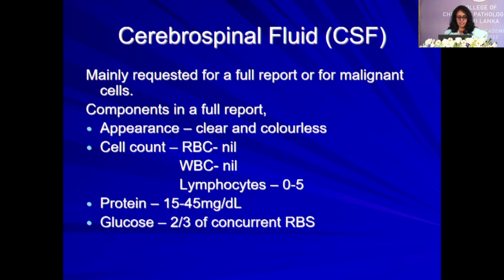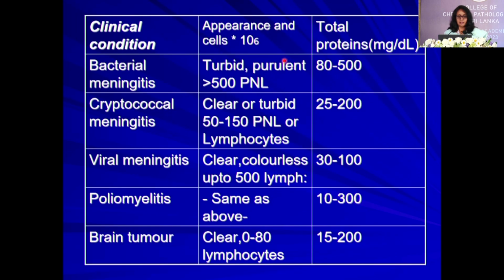So if we get a random blood sugar level of 150 and a CSF sugar level of 100, that means our analysis is correct. Then we can diagnose the diseases when we consider the total protein and the appearance.